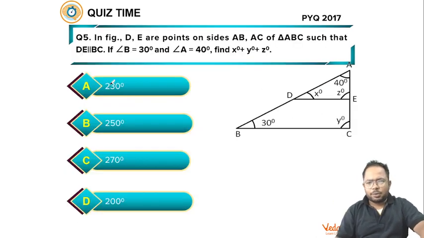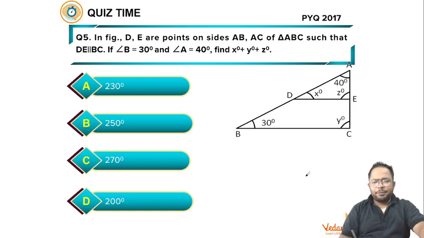Let's move on to the next question, students. In the figure, D and E are the points on the side AB, AC of triangle ABC, such that DE is parallel to BC. Now, if angle B is 30 degree, and angle A is 40 degree, find X plus Y plus Z. So we have three angles here, X, Y and Z, that we have to find. Alright. So make a pause and do solve it.